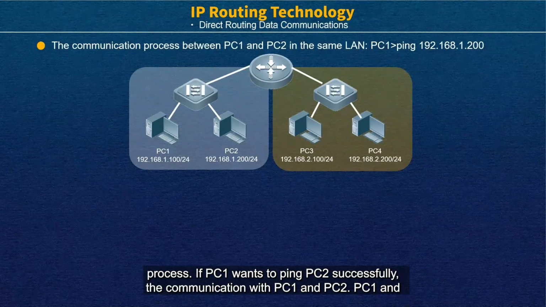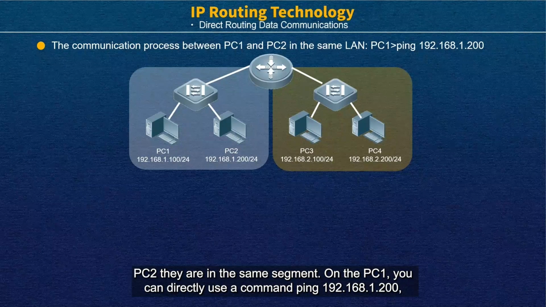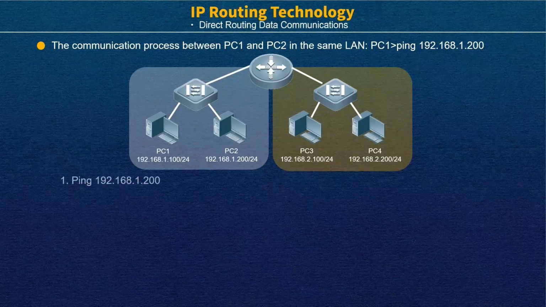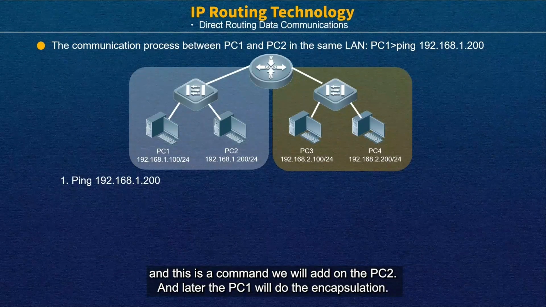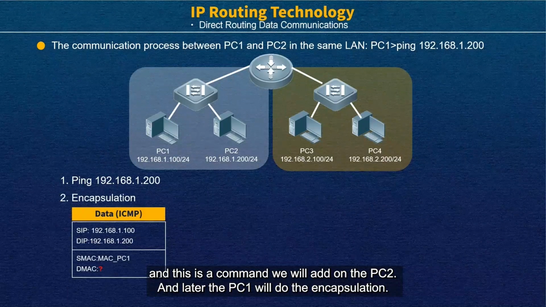The communication between PC1 and PC2. PC1 and PC2 are in the same segment. On PC1, you can directly use the command ping 192.168.1.200. This is a command we will run on PC1 toward PC2, and then PC1 will do the encapsulation.